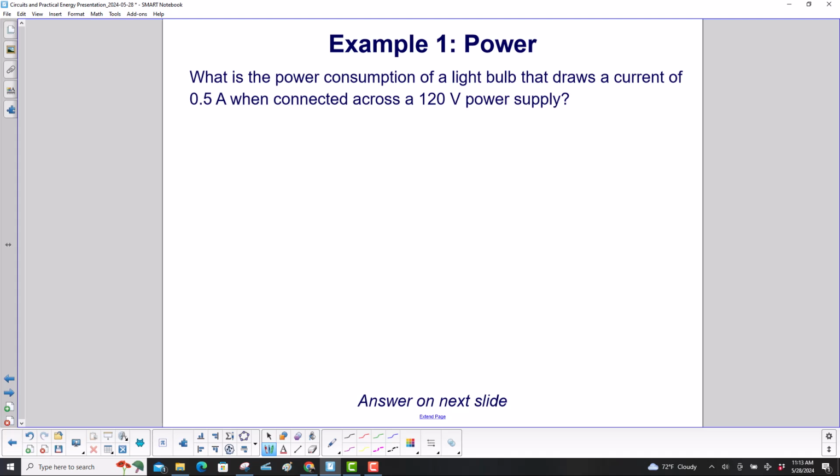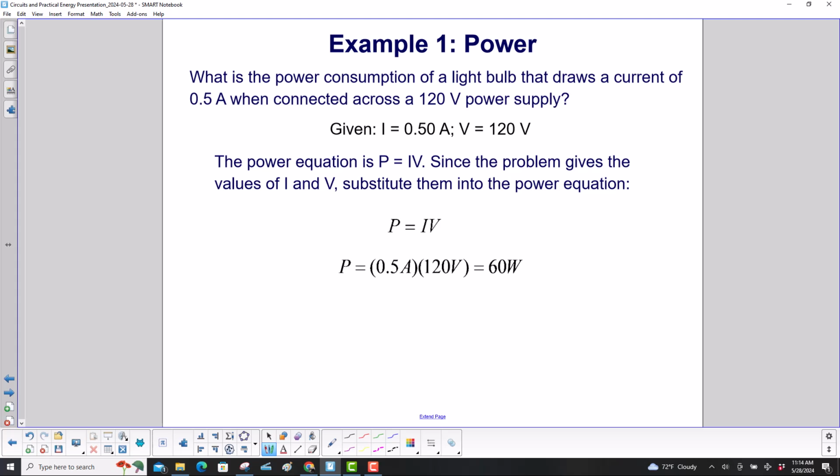Example 1. What is the power consumption of a light bulb that draws a current of 0.5 amps when connected across a 120 volt power supply? Here's our givens, current and voltage, and the power equation is current times voltage. Since the problem gives us the value of I and V, substitute them in to the power equation, multiply them out, and the correct units for power are watts, so our answer is 60 watts.